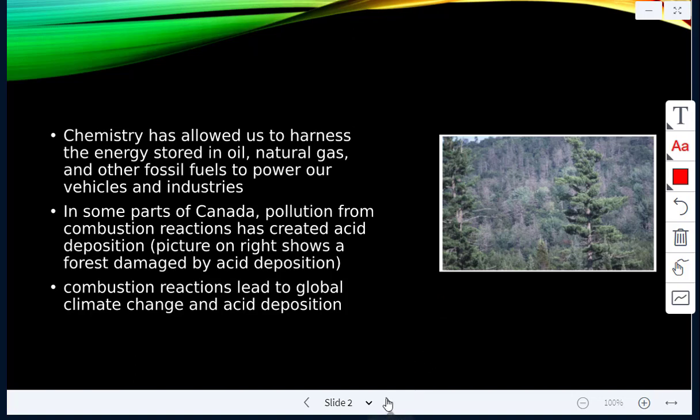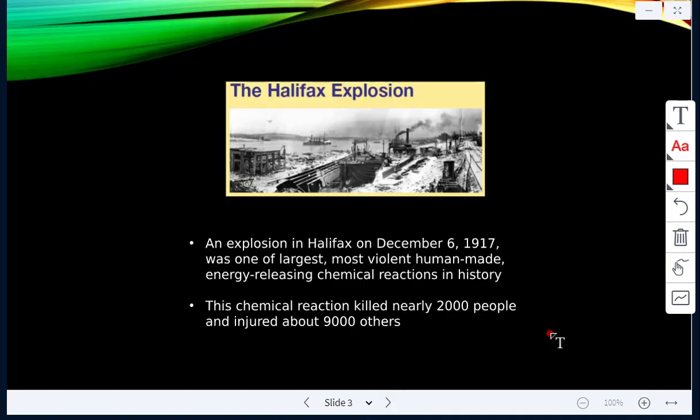And lastly, combustion reactions lead to global climate change and acid deposition, and we'll talk about that a little bit more as well. So firstly, this is just another example of combustion reactions and the damage and the harm they can create. For example here, the Halifax explosion, December 6th, 1917. It was one of the largest, most violent human-made energy-releasing chemical reactions in history, which killed about 2,000 people and injured about 9,000 others.